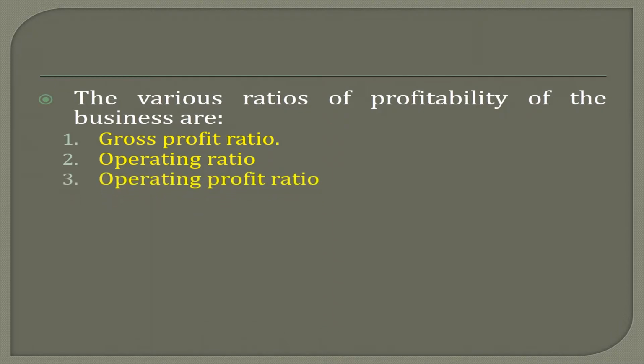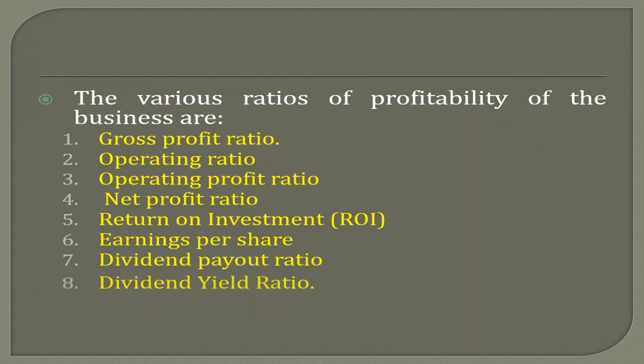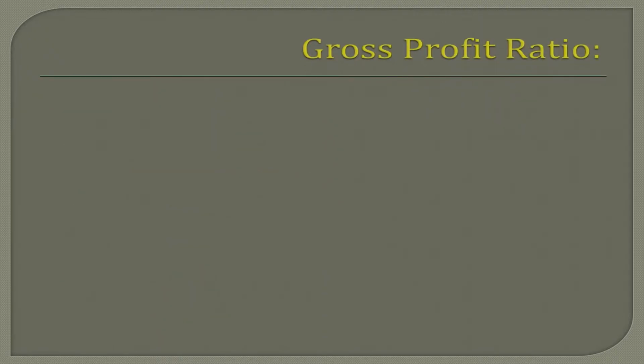operating profit ratio, net profit ratio, return on investment, earnings per share, dividend payout ratio, dividend yield ratio, and price earning ratio. Let's start from the first one, that is gross profit ratio.